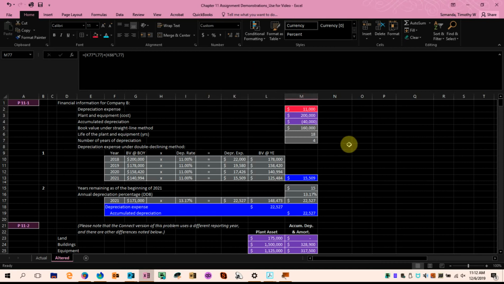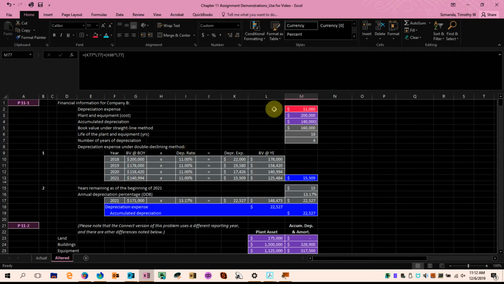In this video, I'll be going through two of the problems that you have in Connect. The other exercises in your Connect assignment relate very closely to these two problems. First problem ties to problem 11-1, and here we're calculating the depreciation, one based on a straight line, one based on double declining, which is double straight line.